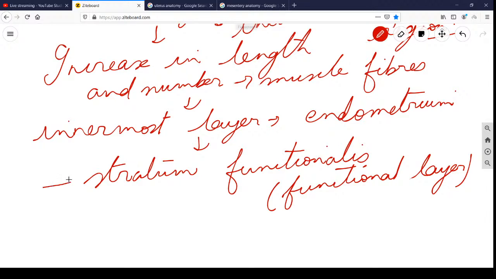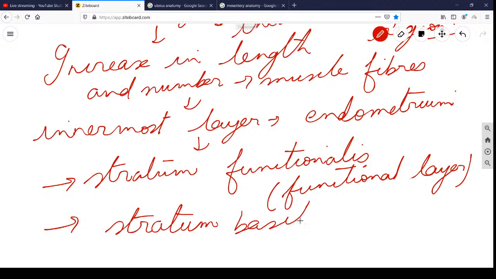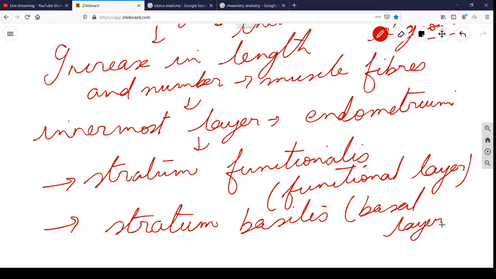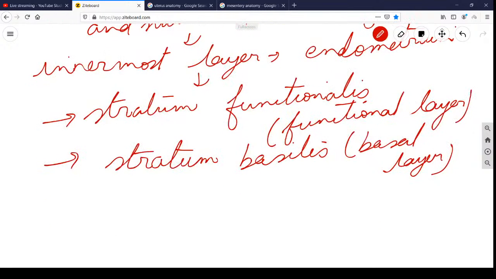Okay, and this is on the surface, and deeper to that we have what is known as the stratum basalis, or the basal layer. Now, the stratum functionalis consists of a lining of epithelium and uterine glands, which is shed during menstruation.